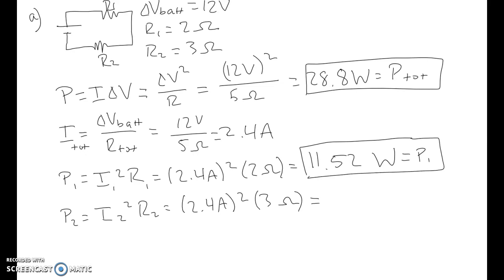All right, power of resistor 2. We've got 2.4 squared times 3, giving us 17.28 watts. We can do our check and add these two together. So 17.28 plus 11.52 gives us 28.8. Yay, what we expected.